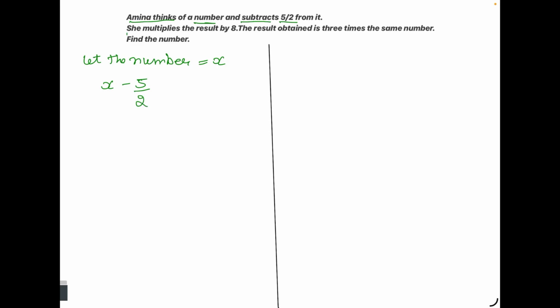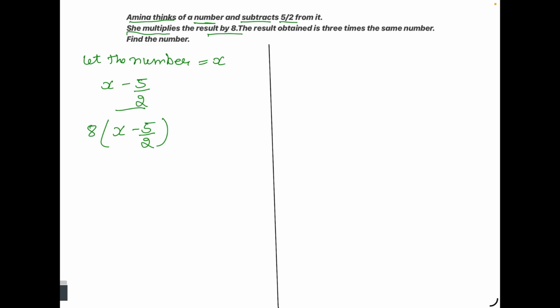Next it is given that she multiplies the result by 8. Now we will multiply this expression by 8. So it becomes 8 times (x minus 5 over 2).